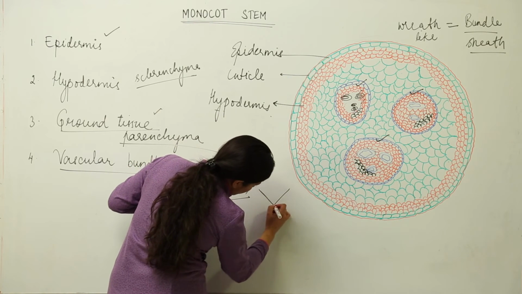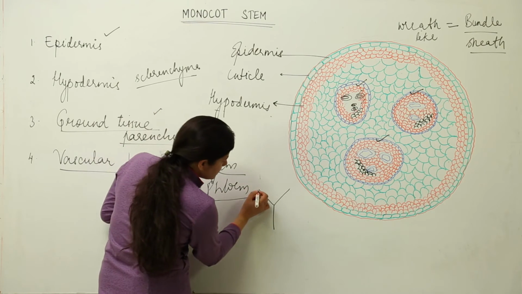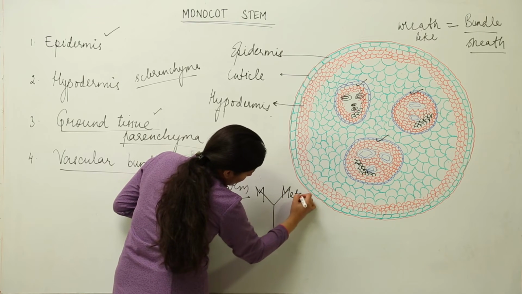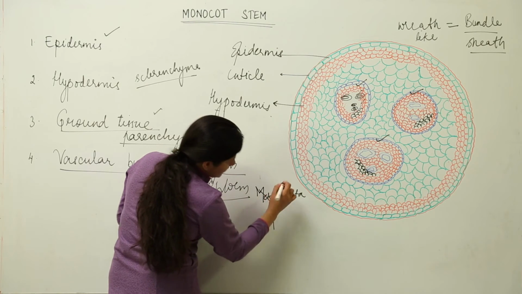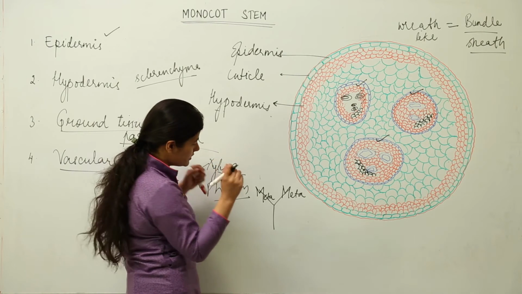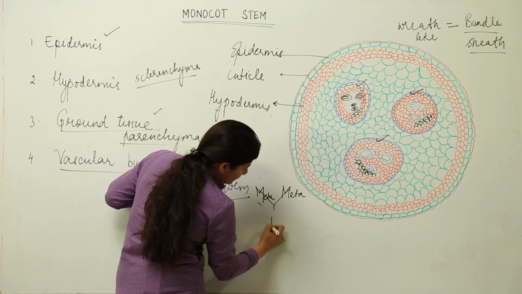We have two branches of Y and the one which extends the lower arm. Now, this part would have metaxylem. You know what is metaxylem? We had discussed that the metaxylem has larger diameter. Okay, the tube diameter is larger. Metaxylem, and the lower one has protoxylem.